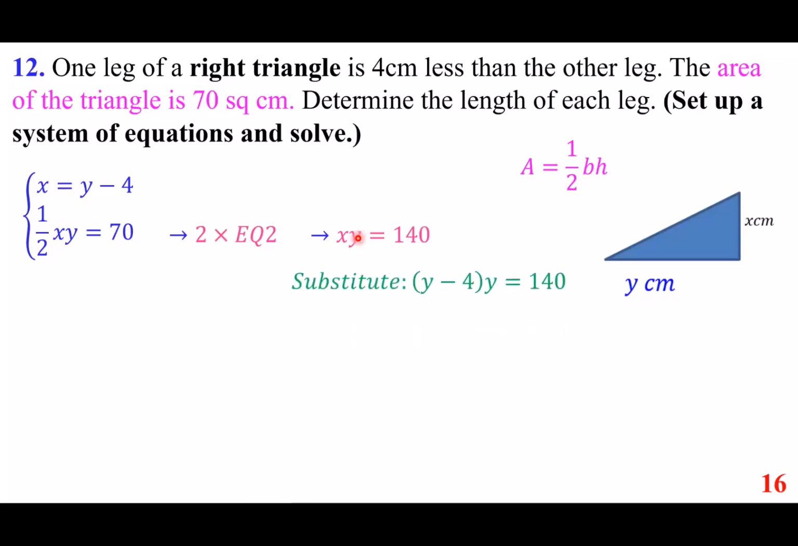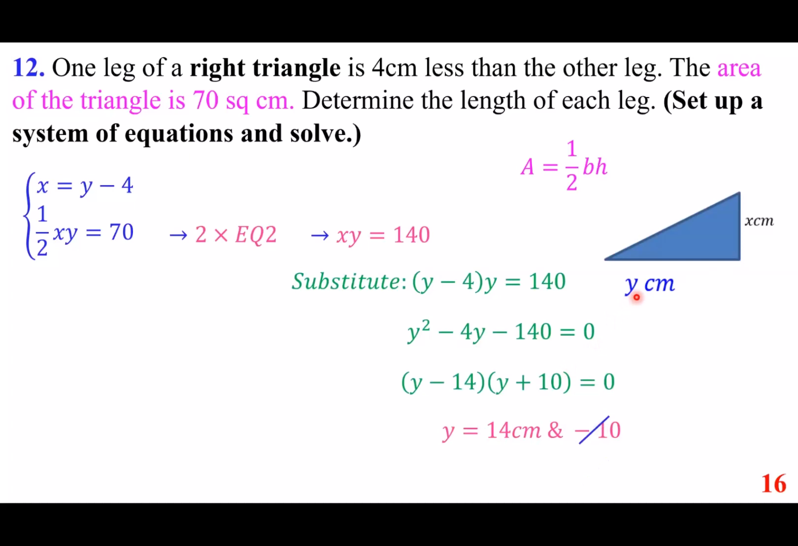And this becomes y squared minus 4y, minus 140. You can do it by factoring. It's easy because you want two numbers whose product is negative 140 and whose sum is negative 4. Those are negative 14 and positive 10. So the answer is either 14 or negative 10. As you know, sides can't be negative, so negative 10 is out.